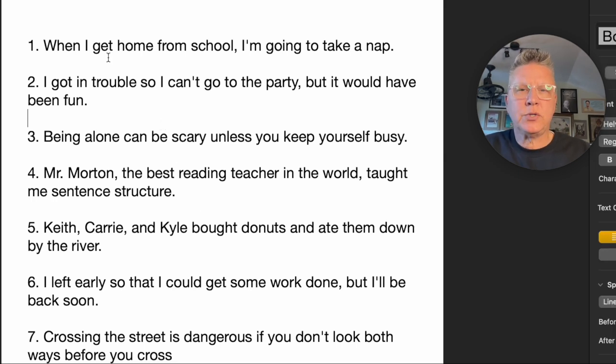When I get home from school, I'm going to take a nap. The first thing you're going to want to do is find the most simple, rudimentary, basic sentence in anything that you're reading: a subject and a predicate, or a subject and a verb. When we look at this, we can see I get and I'm going. So right now we already have two subjects and predicates. I get home from school, I'm going to take a nap, and they're separated by a comma.